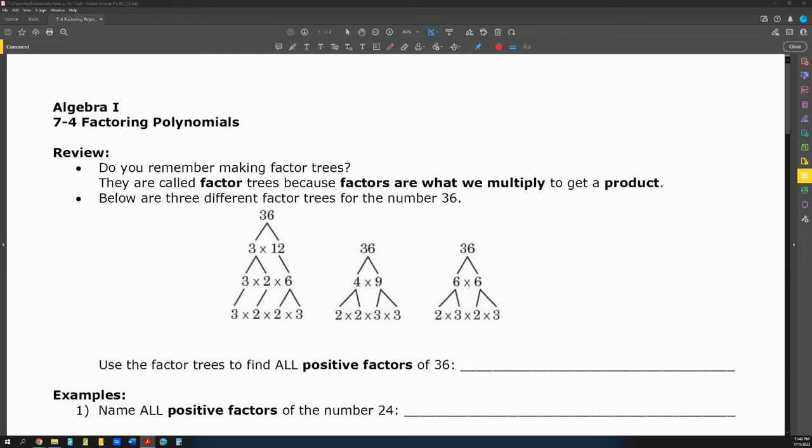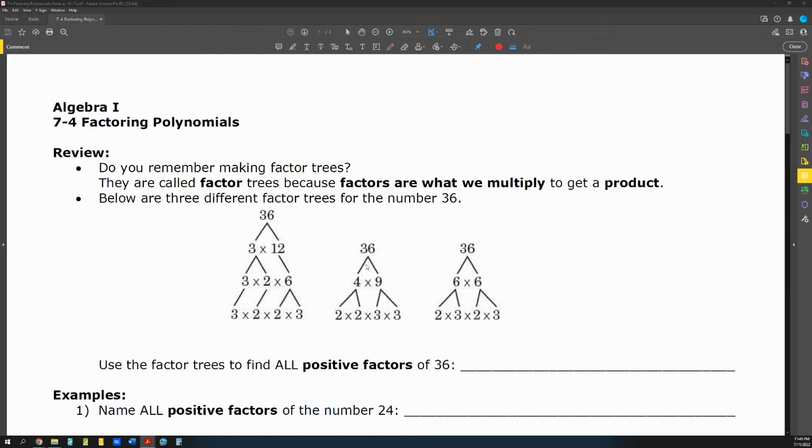So taking a look at 36, we can see that 36 can be broken down into its factors 3 and 12, where 3 is prime, and 12 can be broken down into its factors of 2 and 6, where 2 is prime, and 6 can be broken down into 2 and 3, where 2 and 3 are prime. So the prime factorization for 36 is 2 times 2 times 3 times 3. These are all of the factors that multiply together to get 36, where those factors cannot be broken down anymore.